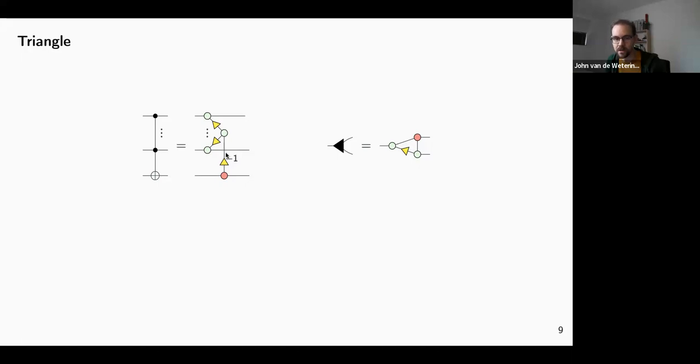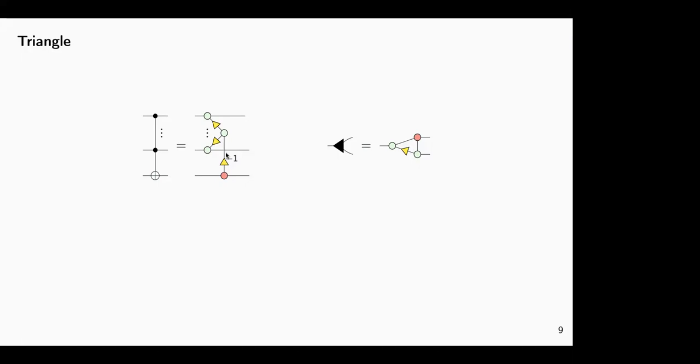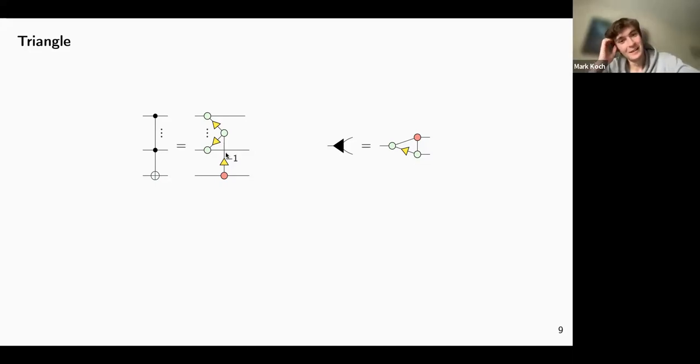I mean, also because you're calculating an amplitude, which is a number, so it's not a unitary. Oh, okay. Maybe I also missed the question. I'm not sure. You mean after the final contraction is done, after we get the number out, or after doing one single decomposition?